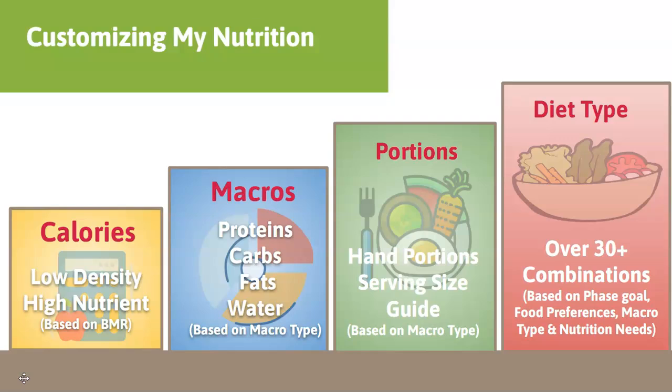So your hand is the visual. So protein, your hand, one serving of protein is the inside of your palm. It doesn't matter if you're small, large, frame, it doesn't matter. The inside of your palm is one serving of protein for you. Typically, one serving of protein is 20 to 25 grams.